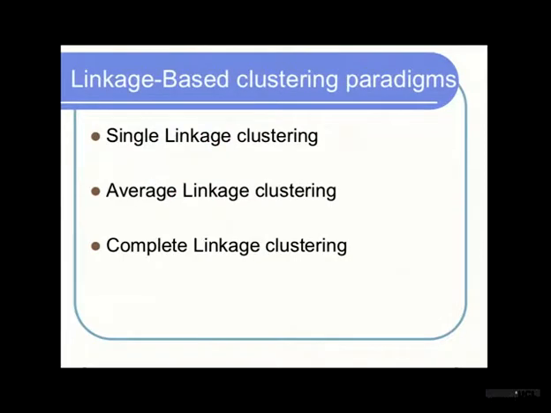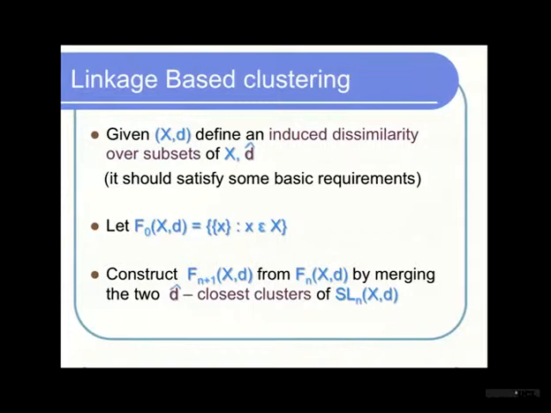And now I want to look at the wider family of all linkage-based clustering paradigms. Linkage-based clustering paradigms are like single linkage, average linkage or complete linkage. So how do I define them? All of this family: we're given some distance d, and then we have a notion of induced distance over subsets. The algorithm first takes every point as a single cluster, and then in the n+1 stage, it takes the clusters that you have in the nth stage and merges the 2 closest clusters.